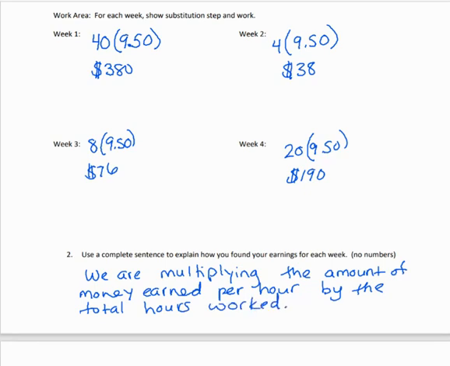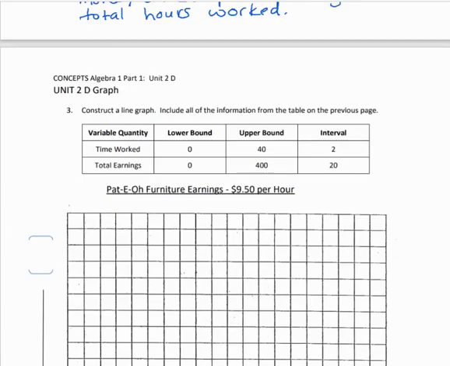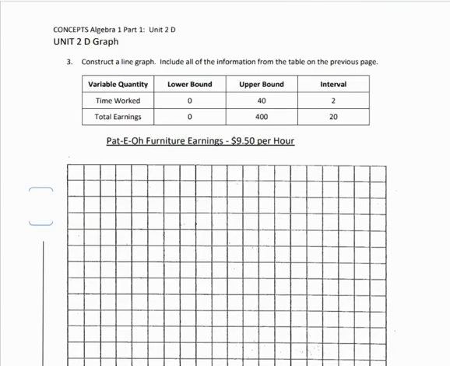Remember, that's not the only way that you can say that, right? We could say we multiplied the hourly wage by the number of hours worked. There's lots of different ways to write this, but the main thing is we are multiplying and understanding those two quantities. One represents the total amount of time worked, and one represents the amount we make per hour. Any questions? Okay, let's go look at the graph now.